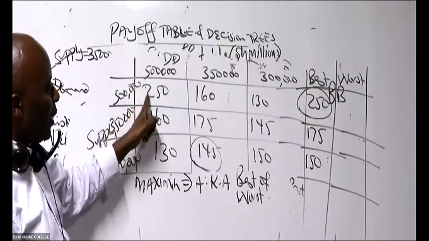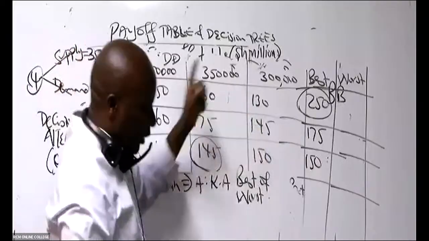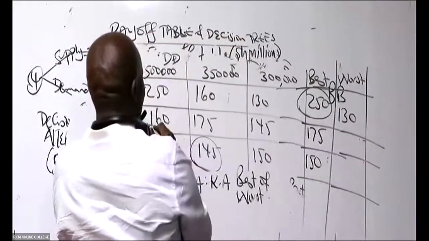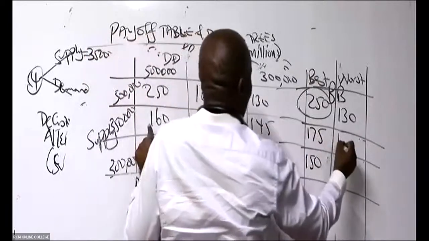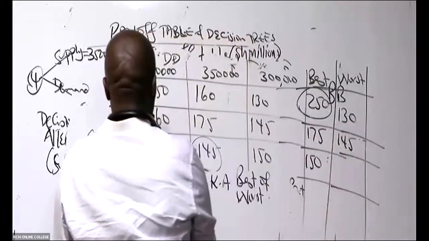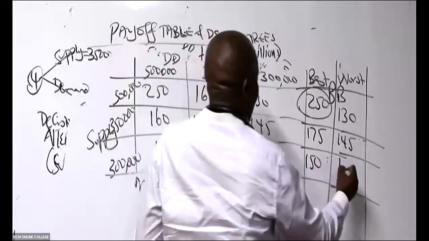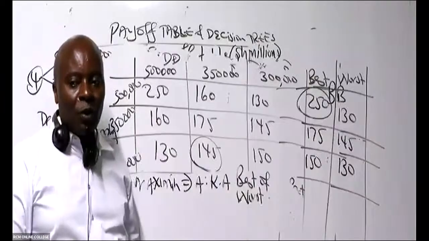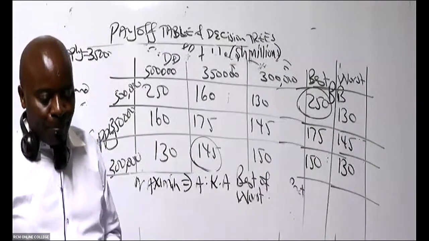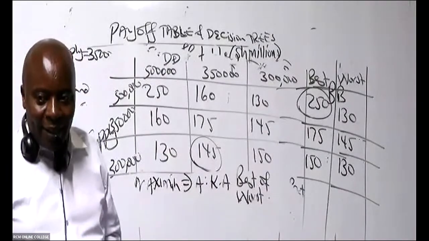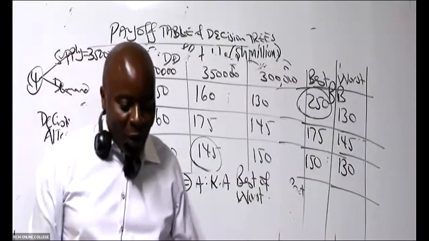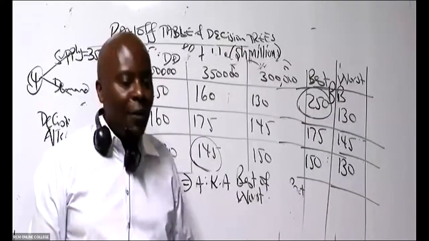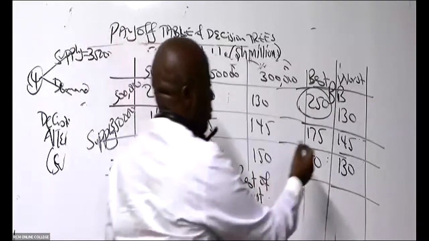In this case here, the very worst is which one here, somebody? 130. And then we have the second one here. The very worst is 145. The very worst one here is 130. So among us the three, which one will be the BW, best of the worst? 145. So best of the worst there will be 145. This is what we call BW.